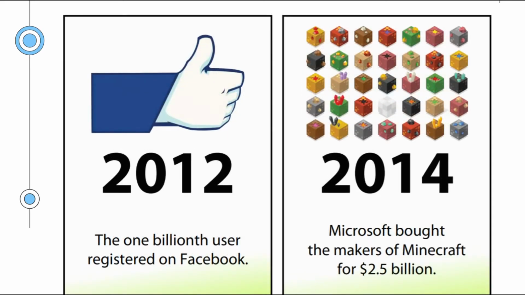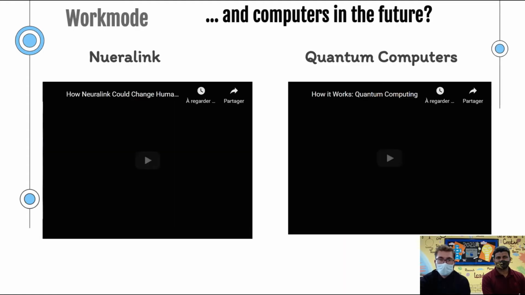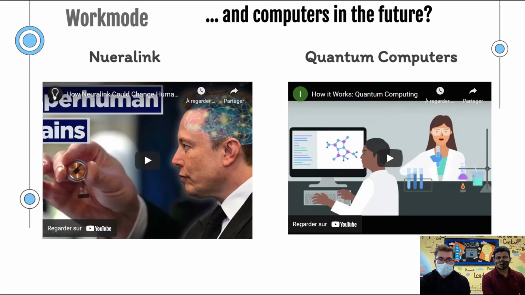In 2012, 1 billion users registered on Facebook. And in 2014, Minecraft, which is a very famous game, was bought by Microsoft for $2.5 billion. That was it for the timeline. Now we're going to watch some videos. The first one with Elon Musk, the neurological brain, and then the quantum computer. Quantum you should know from Marvel, so it's high technology. So open your notebook and watch both videos.